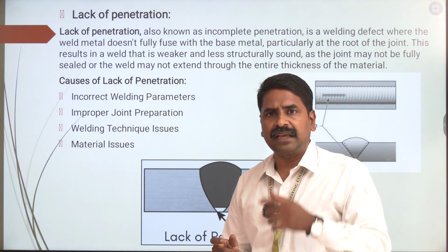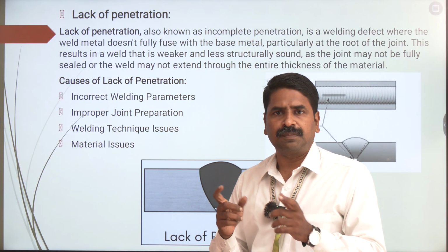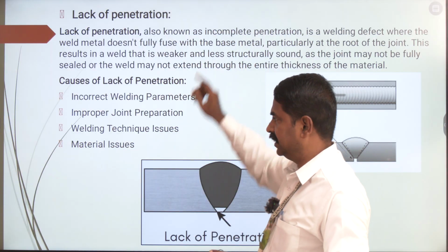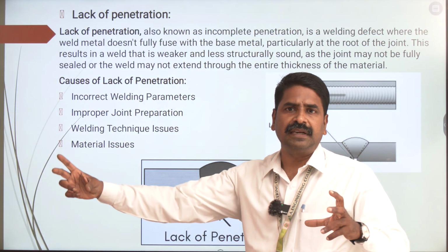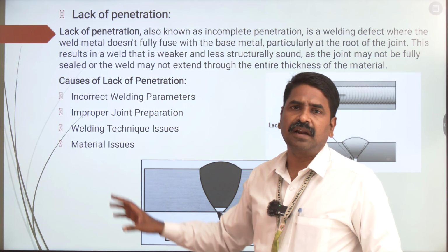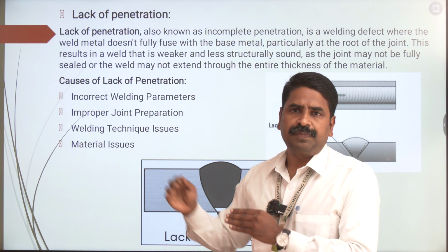And if you are going to select arc welding or gas welding for joining titanium, then there comes a problem. Several defects will happen, and one of the defects will be lack of penetration, and material issues. So for proper material, proper welding technique has to be chosen, and both have to be used in a correct manner. These are the problems which are going to lead to the lack of penetration defect.